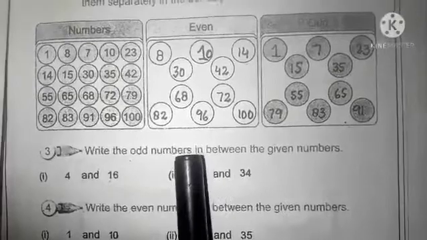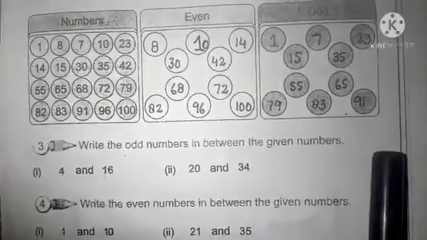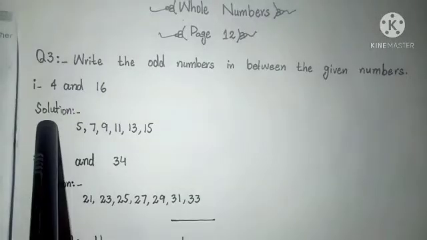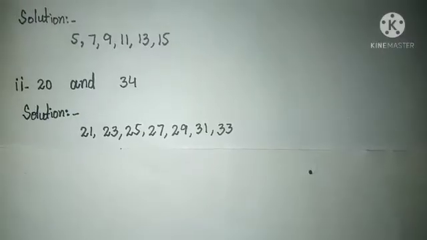Next, question number 3. Write the odd numbers in between the given numbers. Here we have to write the odd numbers between 4 and 16, the odd numbers that are not divisible by 2. So these are 5, 7, 9, 11, 13 and 15.